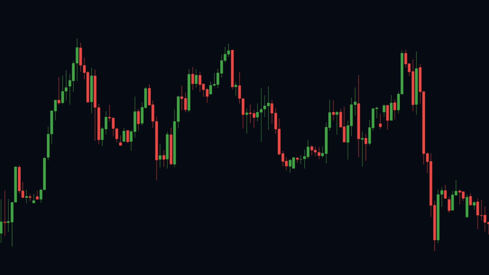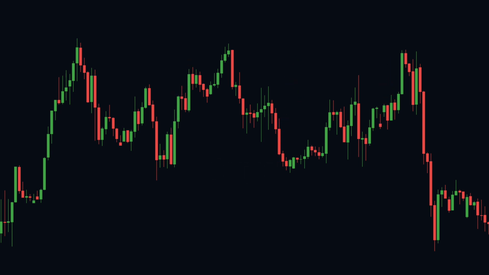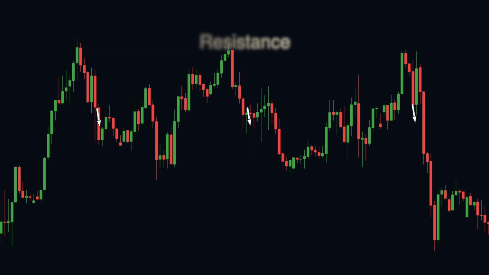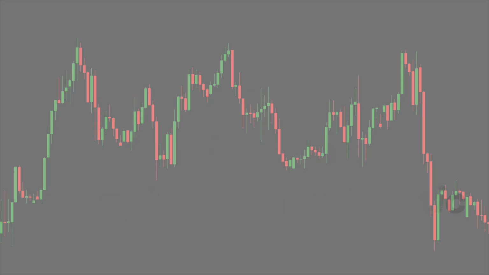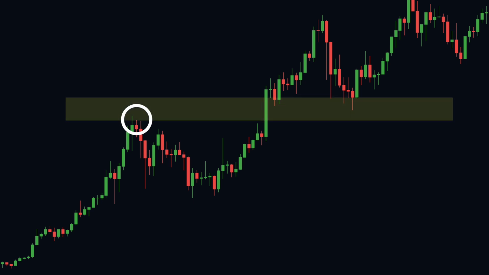Support and resistance are very straightforward parts of technical analysis. A support level is a price level at which we expect buyers to step in and raise the price. A resistance, on the other hand, is a price level at which we expect sellers to step in and drop the price. It is vital to know that support and resistance levels have a swapping characteristic, which means that if price breaks above a resistance level, that level will become support.